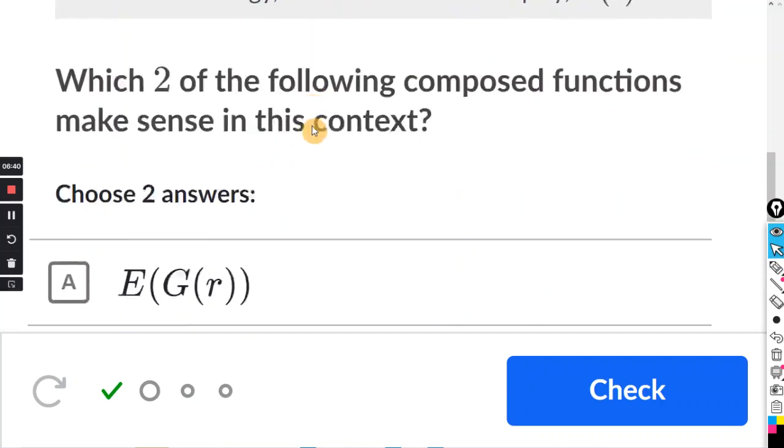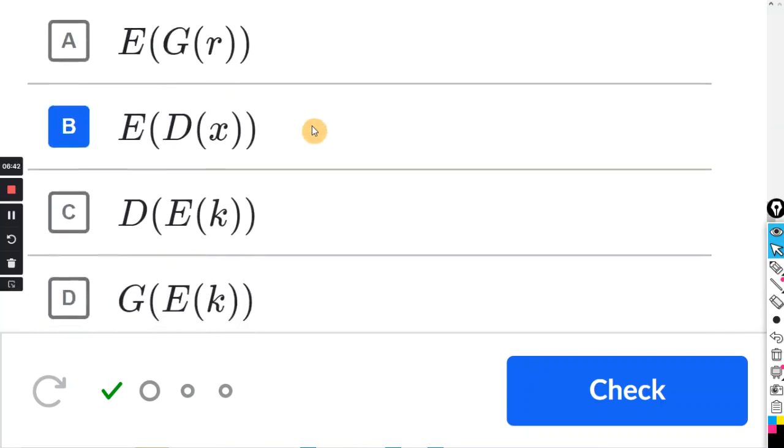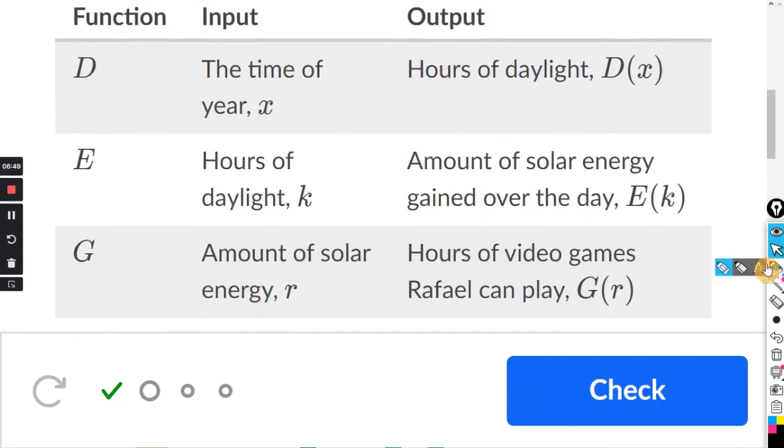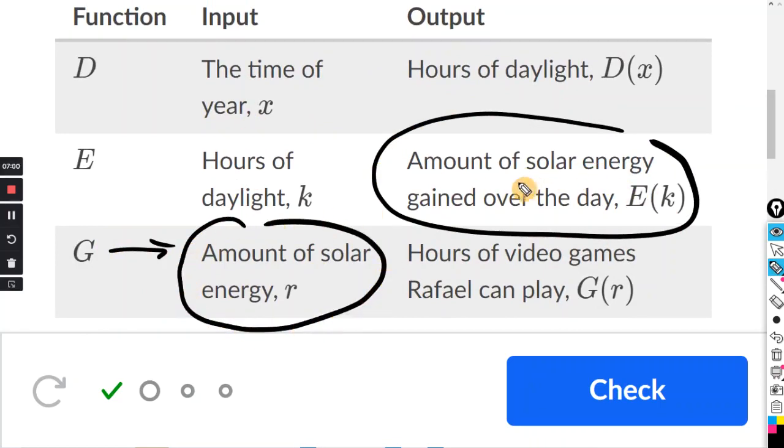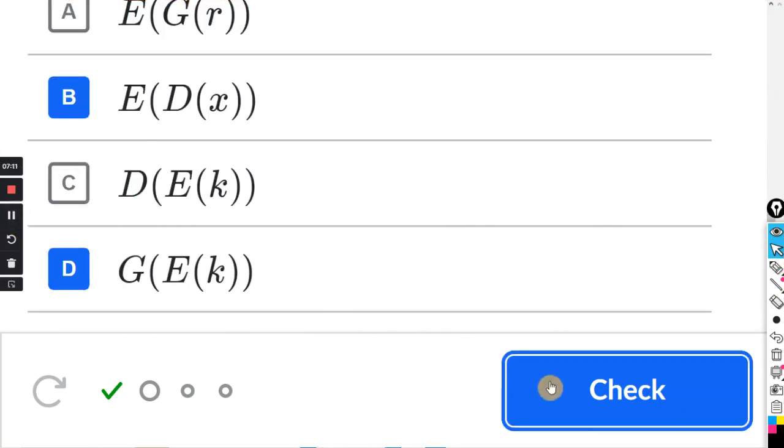All right. So it must be D, but let's make sure. G of E of K. We take E of K and plug it into G. All right. E of K is right here. And we're going to plug it into G. The input for G is right here. So E of K is the amount of solar energy gained. Amount of solar energy gained for the input. That checks out. They're the same. So that works. All right, B and D.